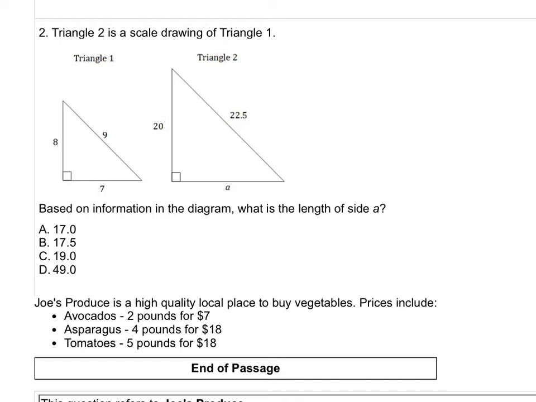Number 2, triangle 2 is a scale drawing of triangle 1. We can replace the phrase "is a scale drawing of" with "is proportional to" triangle 1, which tells us that any two sides we pick of those two triangles we can set equal to each other in a proportion and solve for a missing side. So we're missing side A, which is the shortest side of triangle 2, and it's in the same position as 7 of triangle 1.